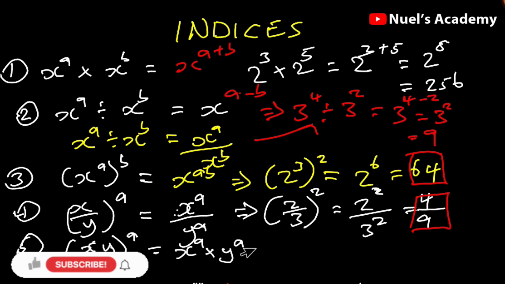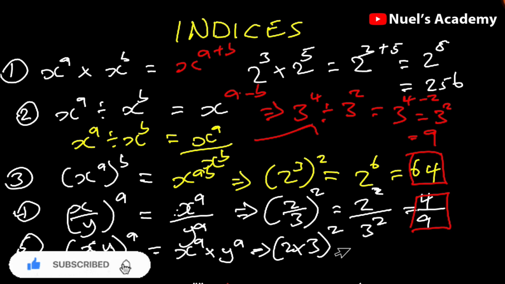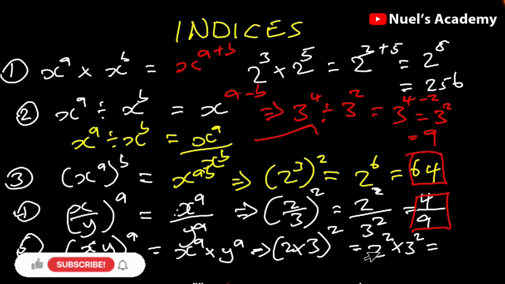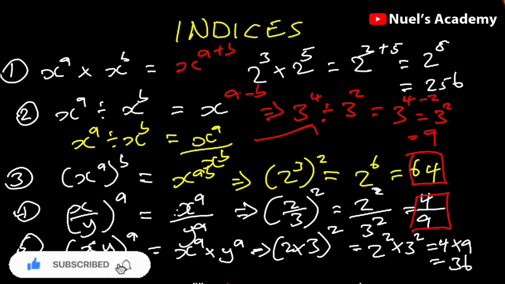The example for this one is if you have 2 times 3, all to the power of 2, this can be written as 2 to the power of 2 multiplied by 3 to the power of 2. So this is equal to 2 to the power of 2, which is 4, times 3 to the power of 2, which is 9. So 4 times 9 is equal to 36. So let's move to the next one.